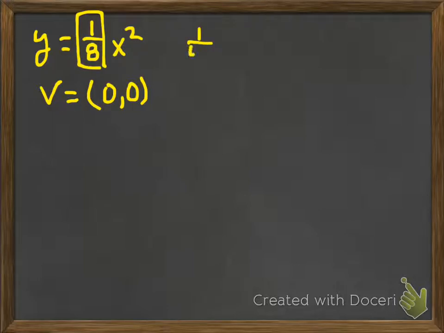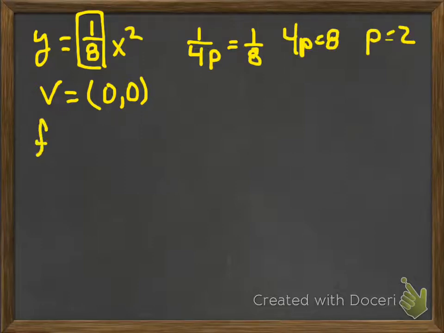That 1/8, remember, is equal to 1 over 4p. So really just set 4p equal to 8. Ignore the 1. And that means p is equal to 2. So if you notice there, the focus is going to be 0, 2. Notice that I'm setting it equal to y. So I'm finding the focus. I'm adding 2 to that.